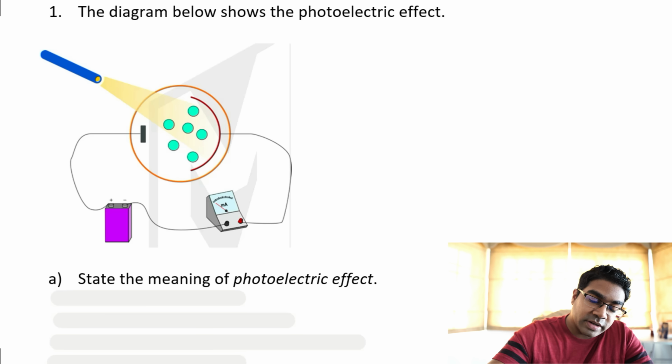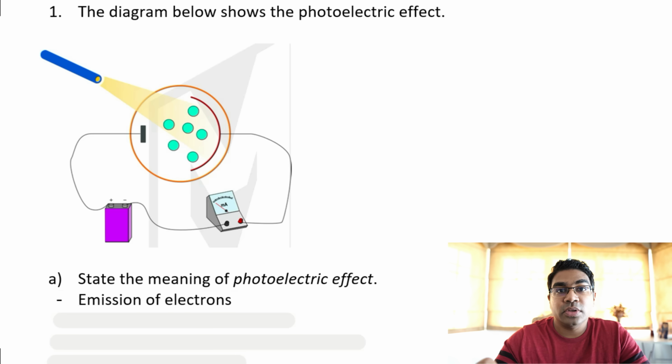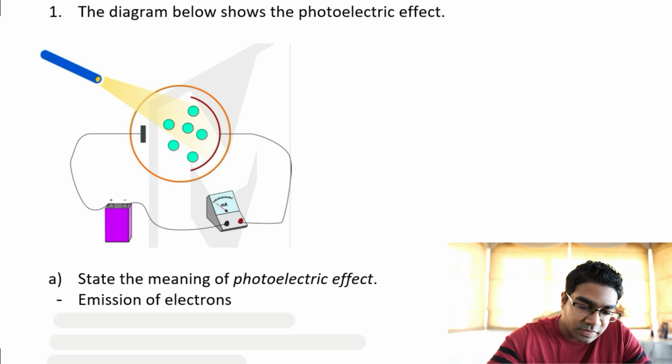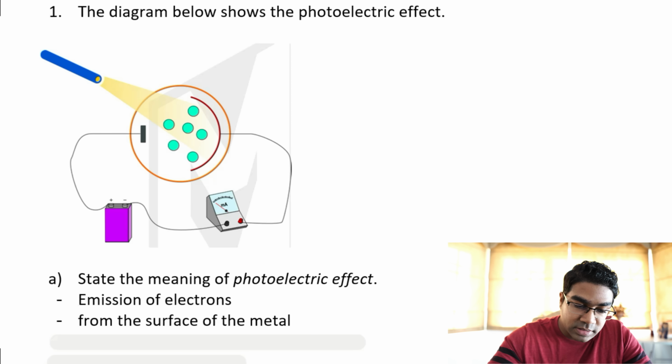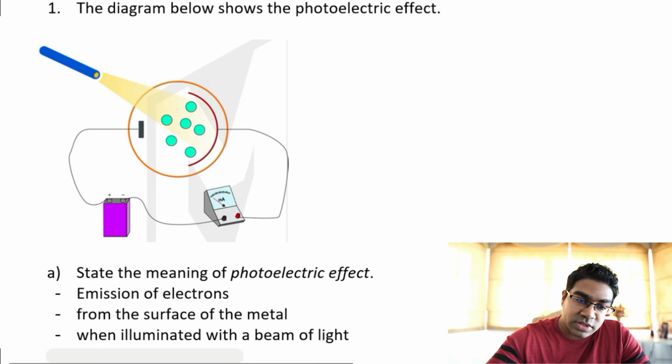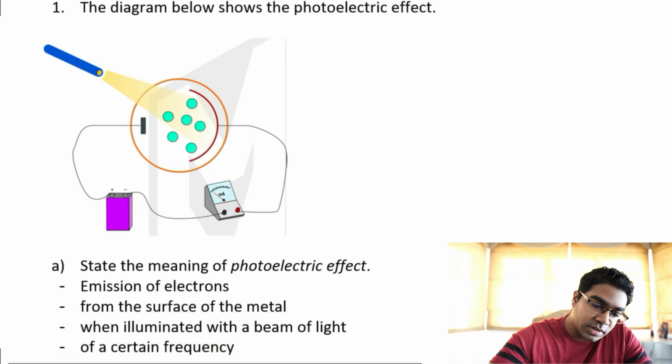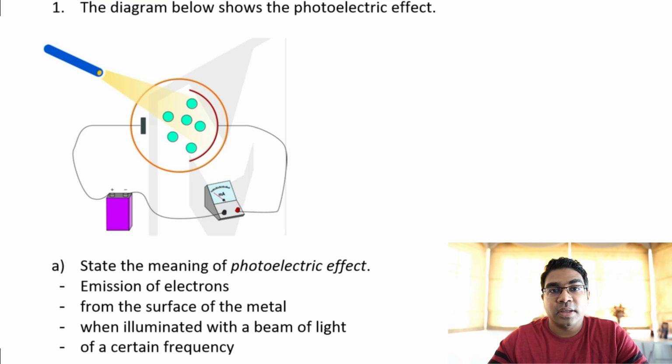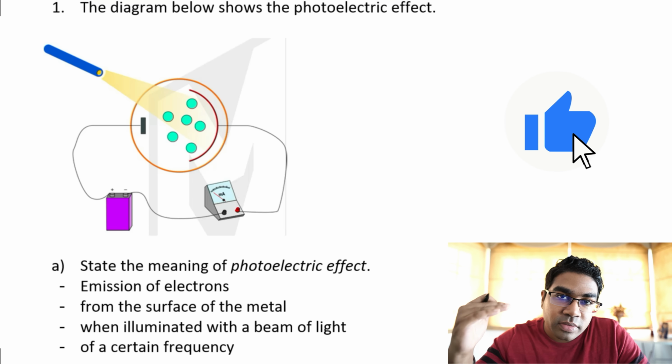First, the photoelectric effect is the emission of electrons from where? From the surface of a metal. And when is this? When illuminated with a beam of light, but not just any light. The light has to be of a certain frequency. It has to be above the threshold frequency.